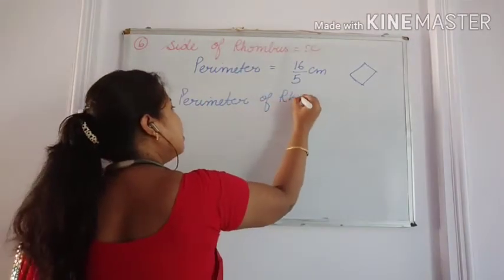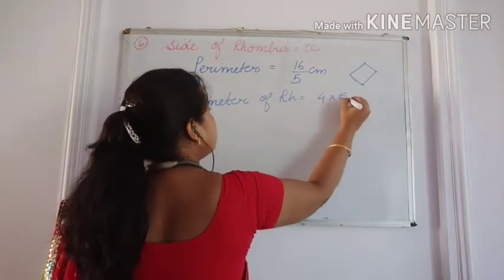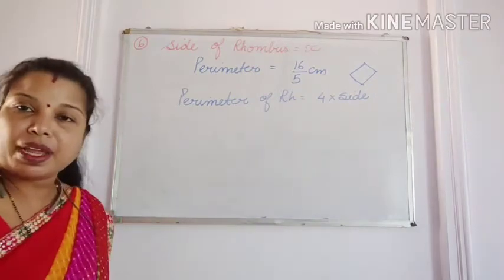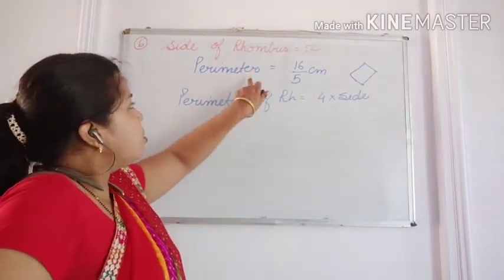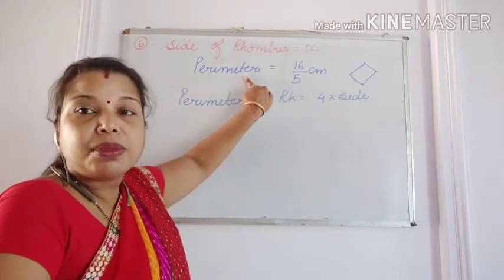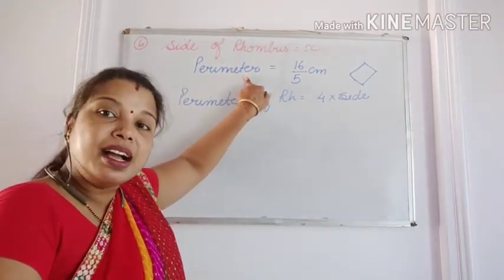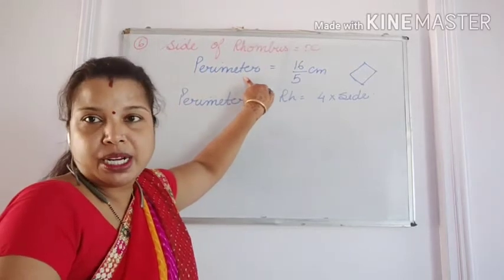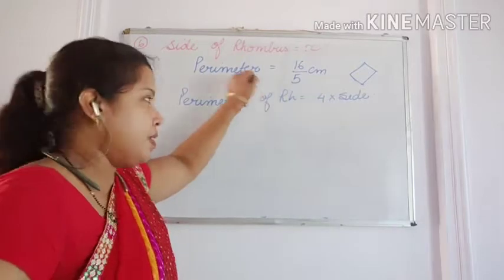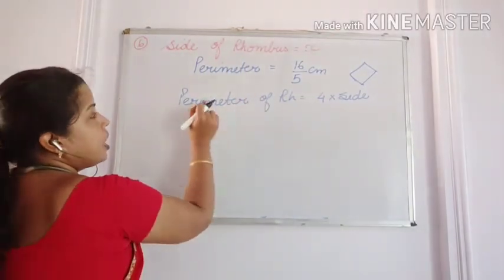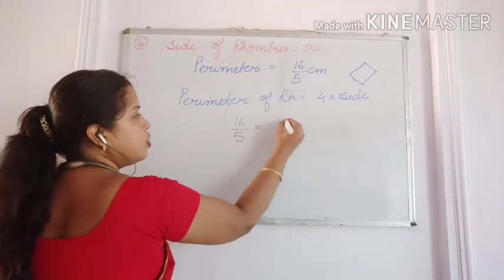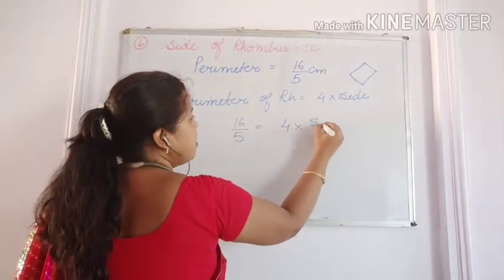Okay, so can we use the perimeter of a rhombus equals 4 into side. Square and rhombus, the perimeter is the same. Okay, so why should I use the perimeter formula here? Because perimeter is being asked. If area were asked I would apply the area formula. Since perimeter has been asked, I am writing here the perimeter formula. Now perimeter is already given: 16 upon 5 equals 4 times side, we assume x.